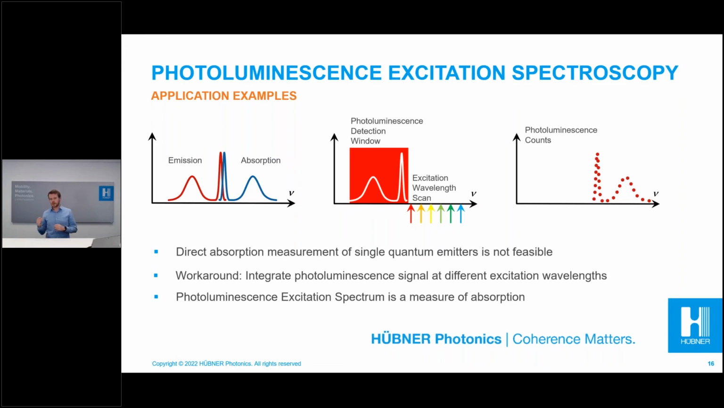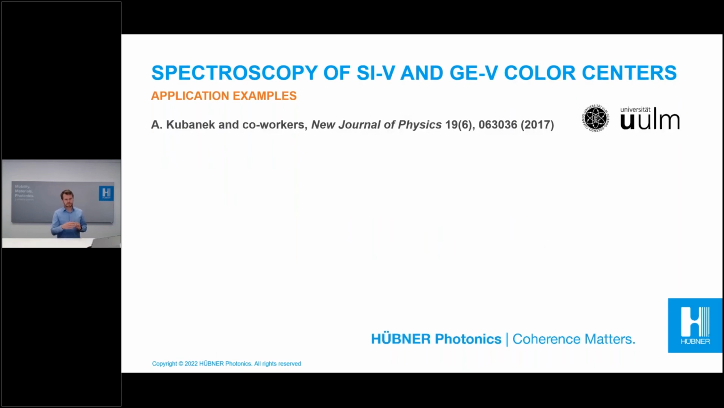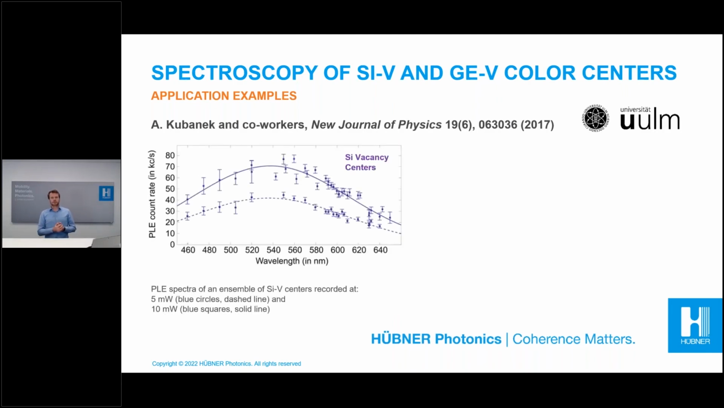If you don't pump the color center into a dark state, that gives you a good idea about the absorption cross-section, which is a vital part of the characterization of the quantum center. Here's an example. This method is used by the groups of Alexander Kubanek and Fedor Jelezko at University of Ulm. They recorded the spectrum of ensembles of silicon vacancy centers in diamond at 2 excitation energies.